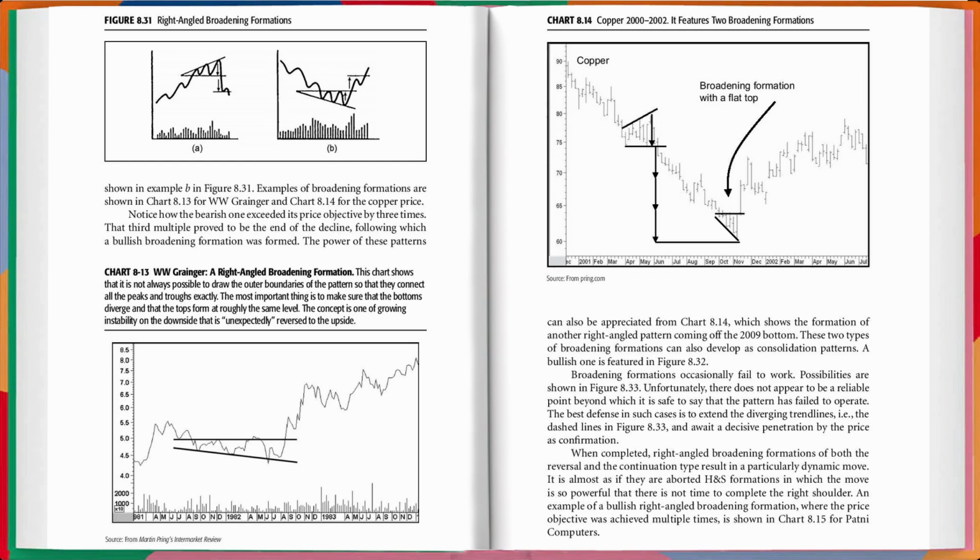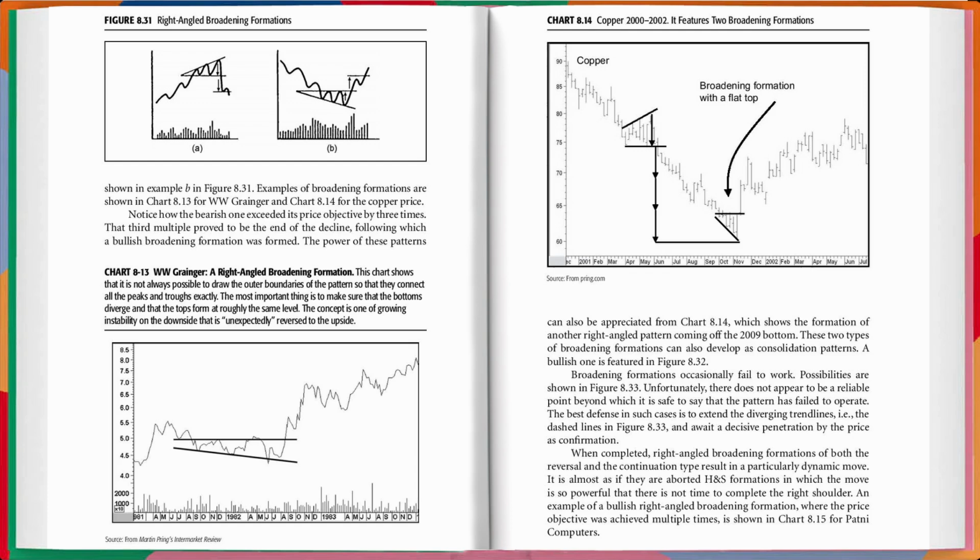These two types of broadening formations can also develop as consolidation patterns. A bullish one is featured in Figure 8.32. Broadening formations occasionally fail to work. Possibilities are shown in Figure 8.33. Unfortunately, there does not appear to be a reliable point beyond which it is safe to say that the pattern has failed to operate. The best defense in such cases is to extend the diverging trend lines, i.e., the dashed lines in Figure 8.33, and await a decisive penetration by the price as confirmation.